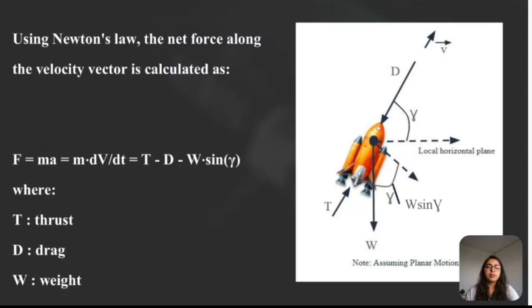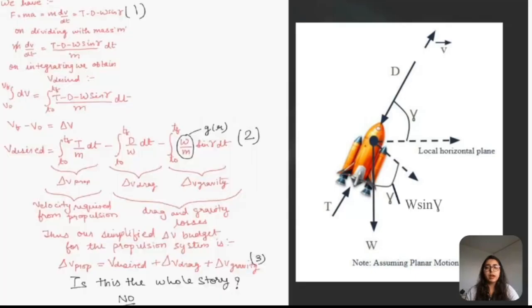Here, using Newton's law, the net force along the velocity vector is calculated as F equals ma, which is m dv/dt, which equals T minus D minus W sine gamma, where T is thrust, D is drag, weight is W, and m dv/dt represents the change in velocity over time. This simplified model is essential for understanding the trajectory and propellant requirements, while accounting for velocity losses from drag and gravity.